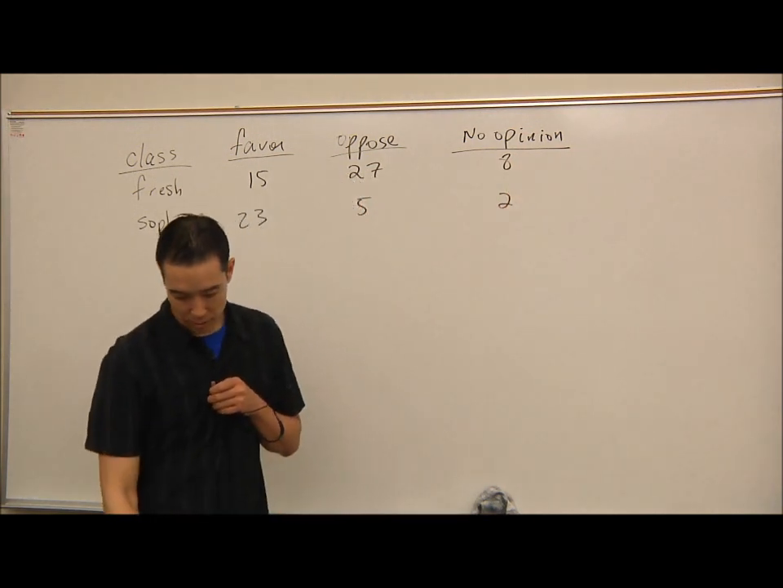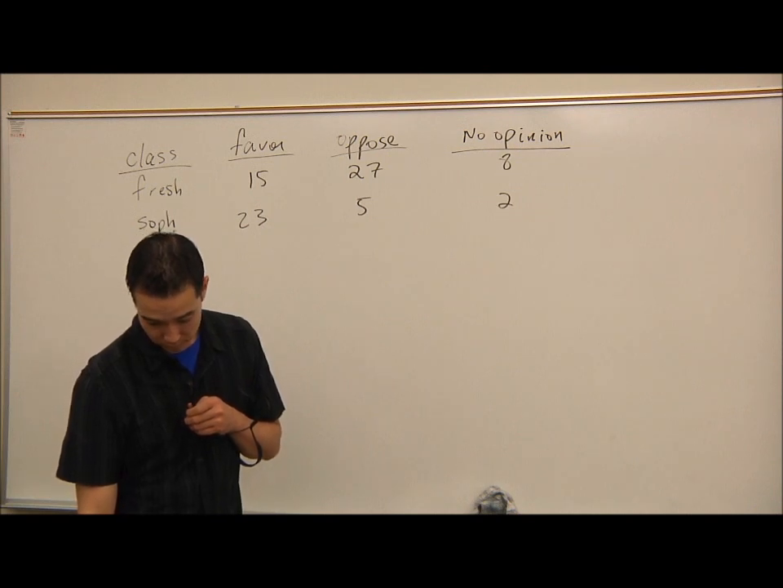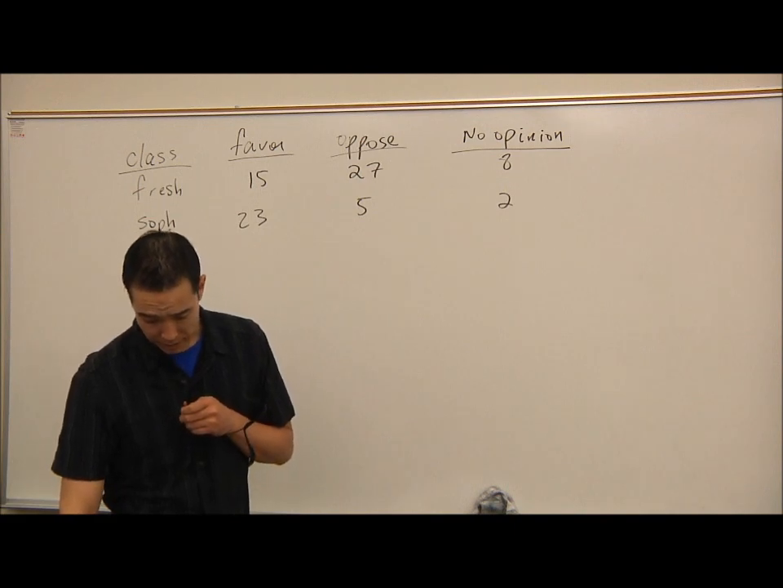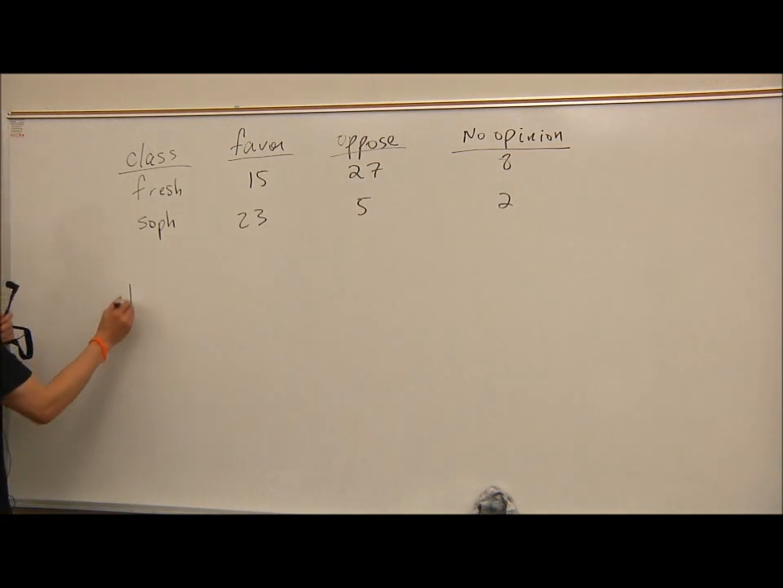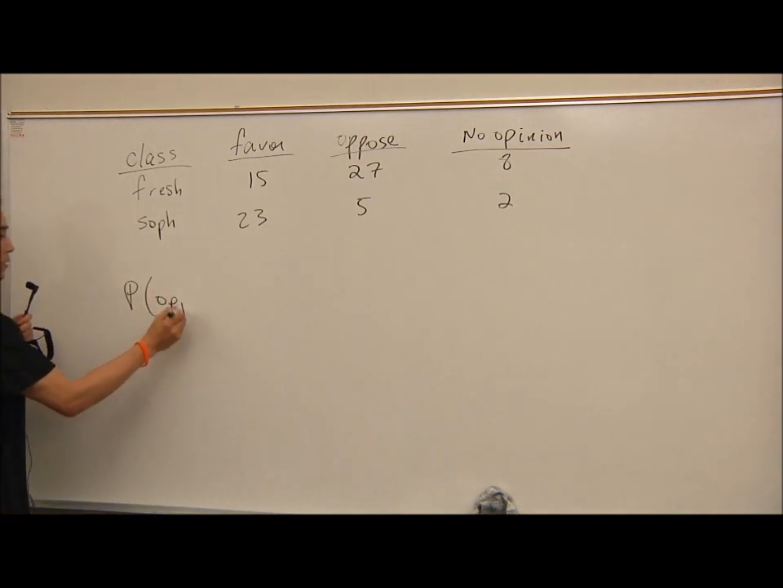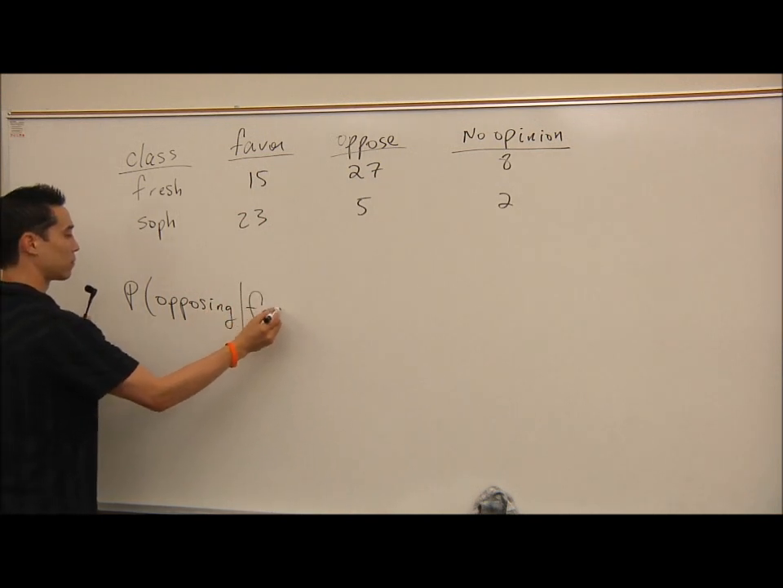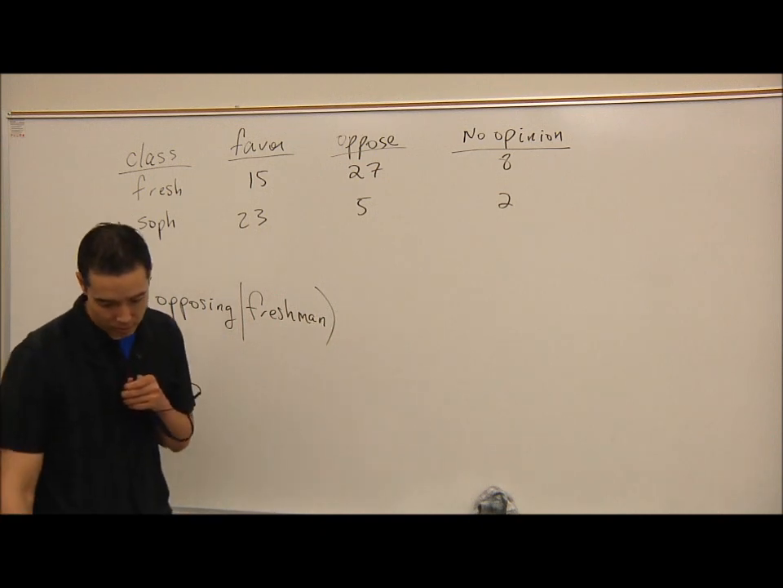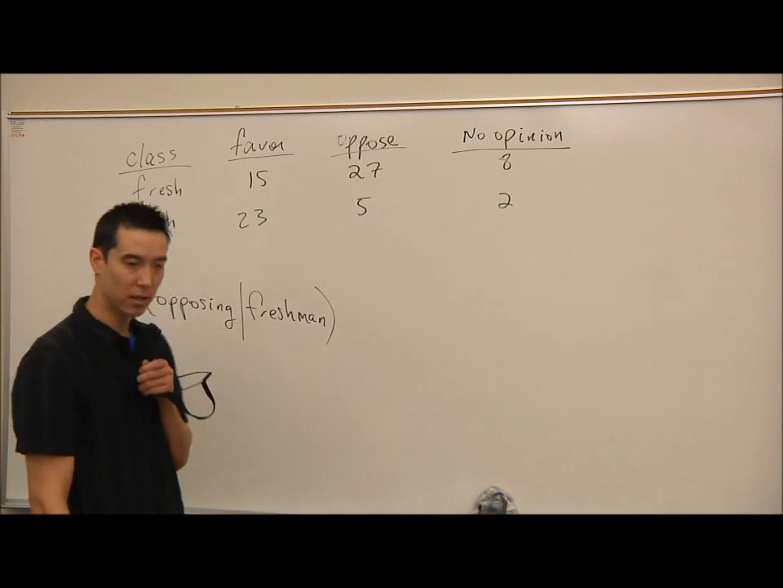There are two questions. Find the probability a student opposes the ban given that he or she is a freshman. So question number one, what's the probability of opposing given freshman? And question number two, what's the probability of favoring given sophomore?